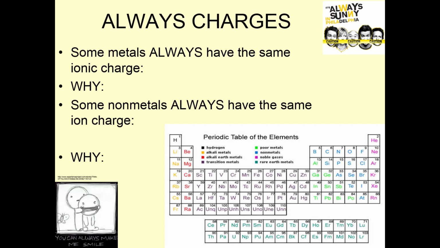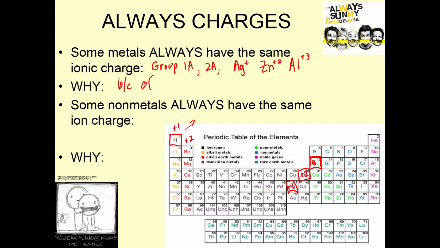So, how do we know charges? Some metals always have the same ionic charge. So group 1A, 2A always have the same charge. And silver, zinc, and aluminum. Okay, and they always have the same charge because of electron configurations in the group they're in. So +1s, +2s, right? Hydrogen's out, and then aluminum, zinc, and silver, and it's +3, +2, +1.